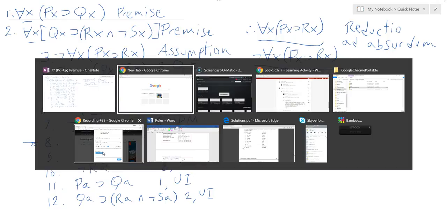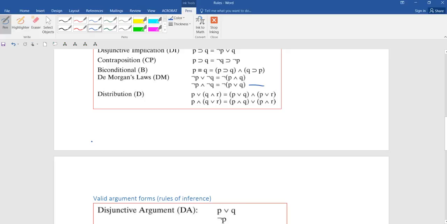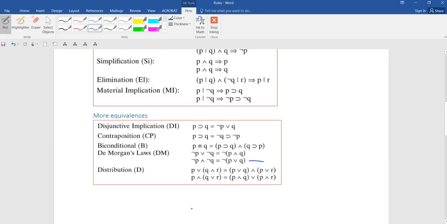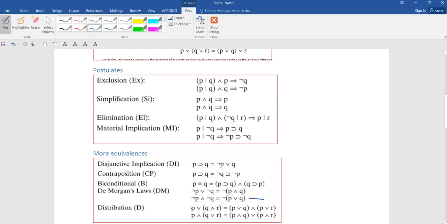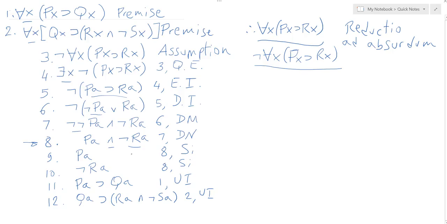So let me see if I can put back on the rules. So remember, simplification right here is the rule that allows you to get either side of a conjunction. So from P and Q you can always derive P, and also you can always derive Q. So that's just what we did in steps 9 and 10 here in our proof.